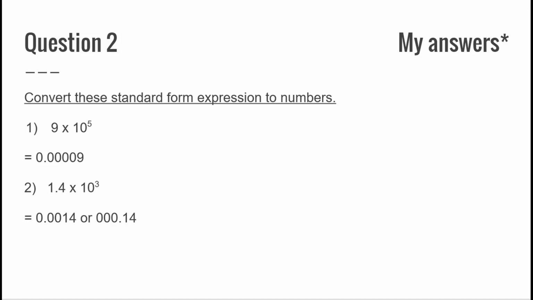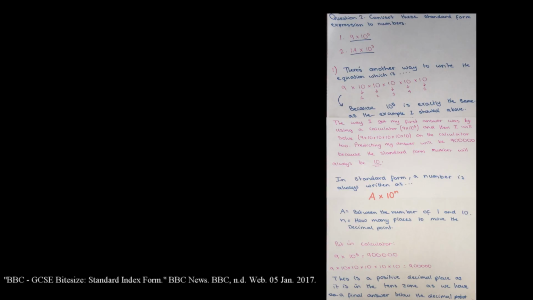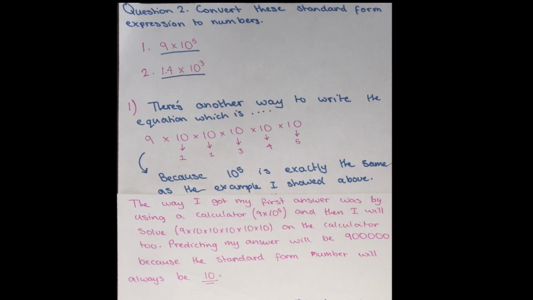So, question 2 is convert these standard form expressions to numbers. The questions that I got wrong were 9 times 10 to the power of 5 and 1.4 times 10 to the power of 3. First, we will solve the first question, which is 9 times 10 to the power of 5. There is another way to write this, which is 9 times 10 times 10 times 10 times 10 times 10, 5 times, which is the same as 10 to the power of 5.